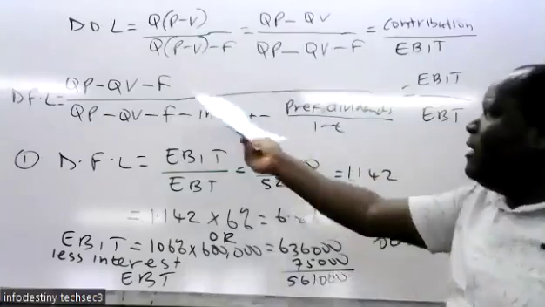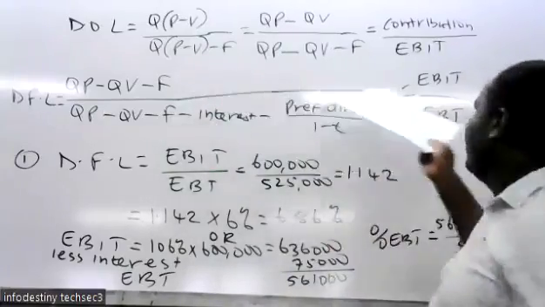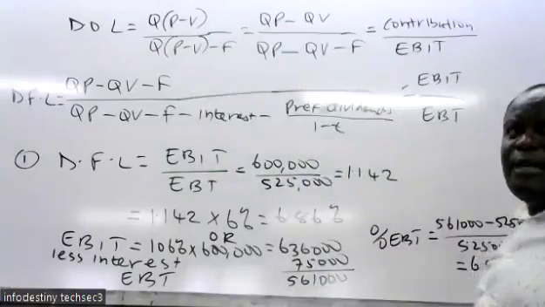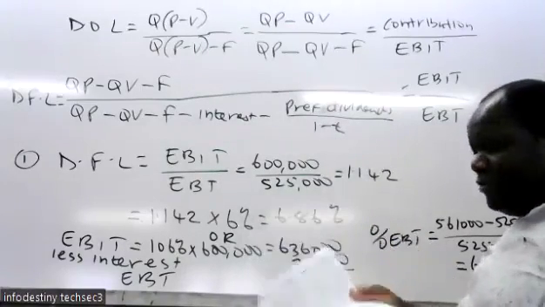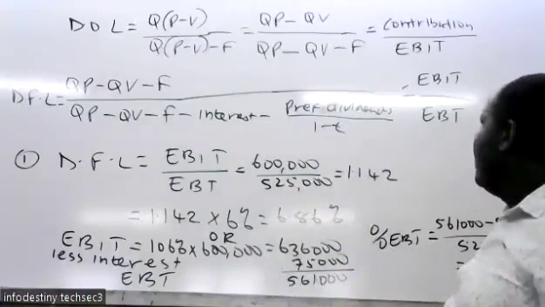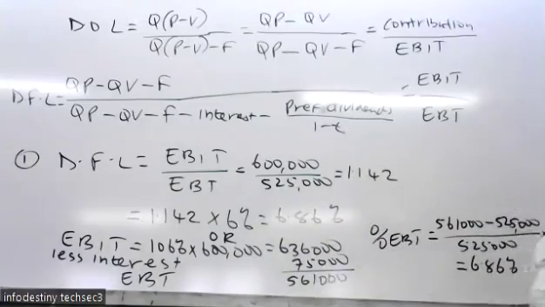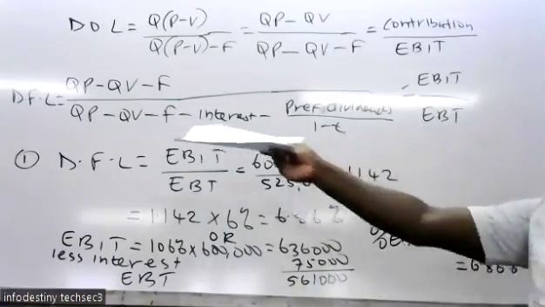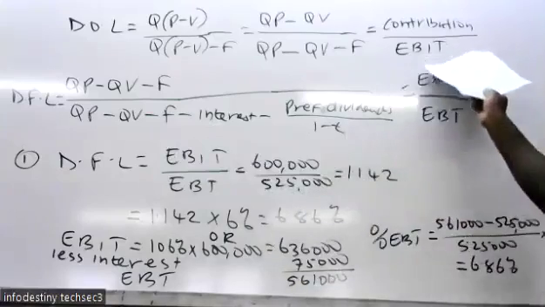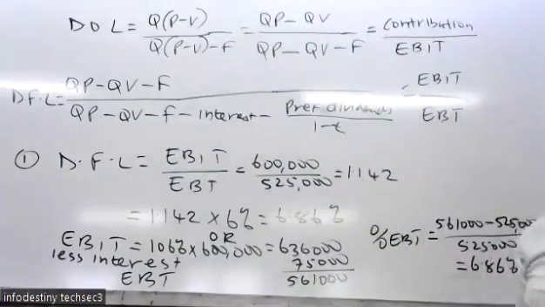When it comes to the degree of financial leverage, you repeat the same. The numerator is the same as earnings before interest and tax. Then the denominator, when you look at that question, because there was no preference dividend, is the same as earnings before the tax. So this is another formula for getting the degree of financial leverage, and another formula for the degree of operating leverage as per that question.